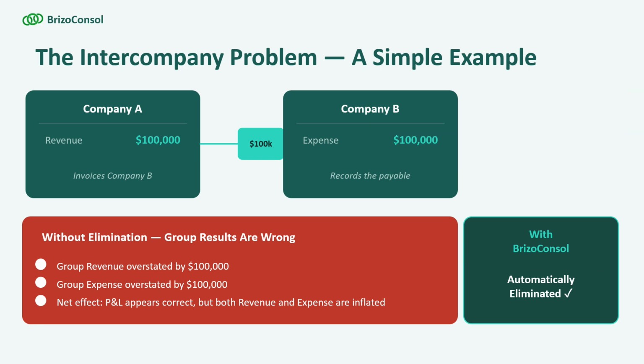Here's a simple example. Company A invoices Company B for $100,000. At the individual company level, the entries are correct. However, from a group perspective, the transaction occurred within the organization. If the transaction is not eliminated, both revenue and expenses become overstated. As the number of entities increases, identifying and eliminating these transactions manually becomes increasingly difficult.